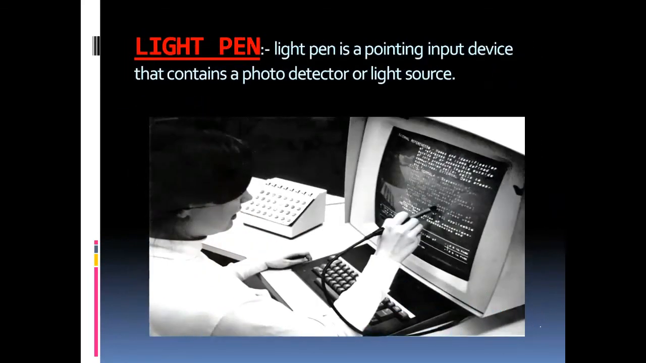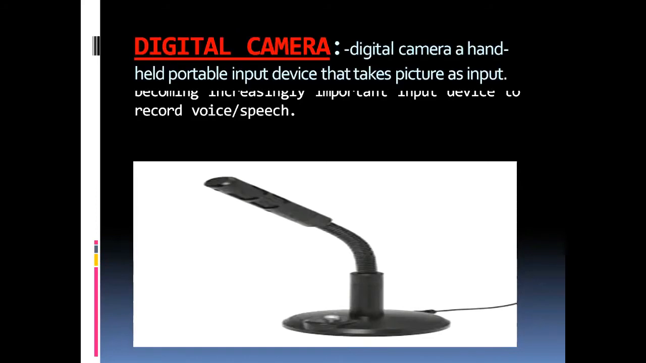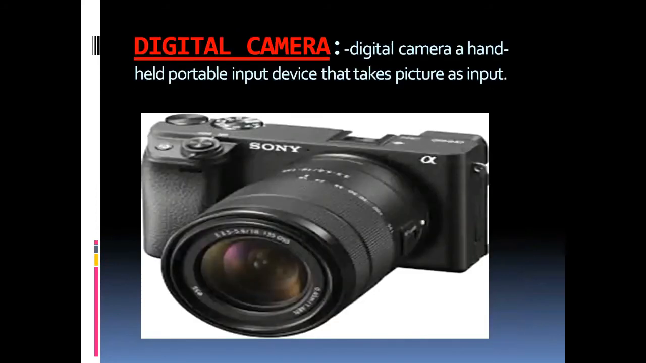Next is a light pen. A light pen is a pointing input device that contains a photo detector or light source. Next is a microphone. It is also an input device. Microphones are becoming increasingly important input devices to record voice and speech. Next one is a digital camera.